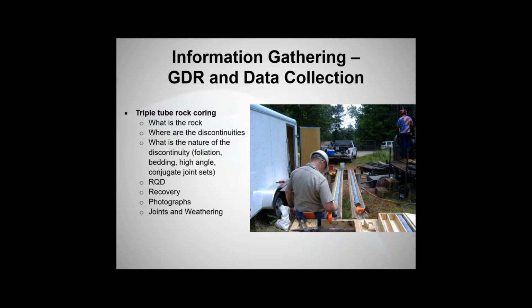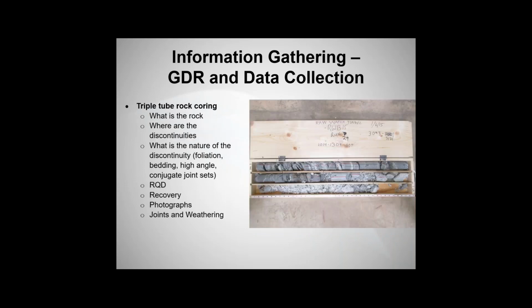What's foliation? What's bedding? We look at RQD, we look at recovery, we look at photographs. And the thing is, this is giving us direct information about the rock mass from the core sample. Are the fractures lined with clay? Are there any linings where grout penetration can be lessened because of the linings along those fractures?